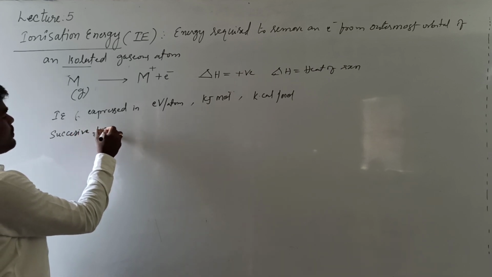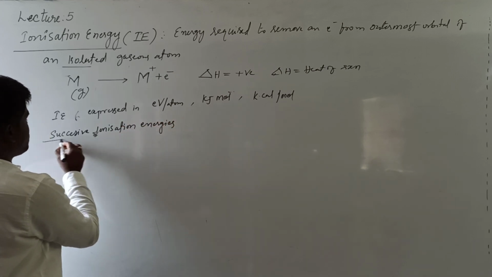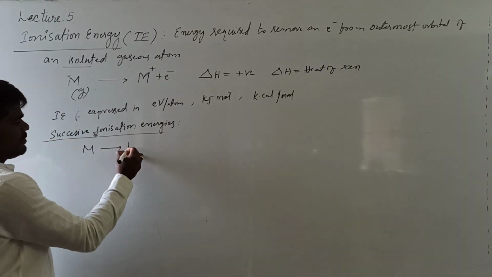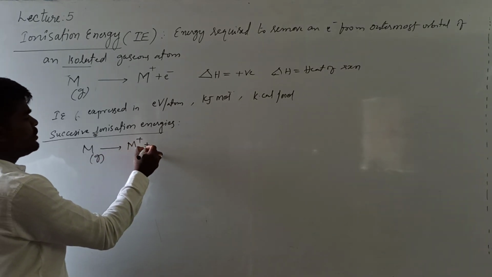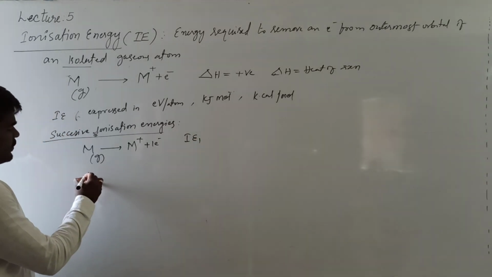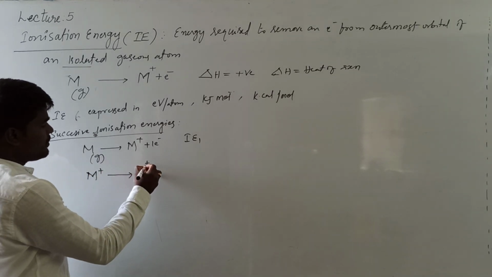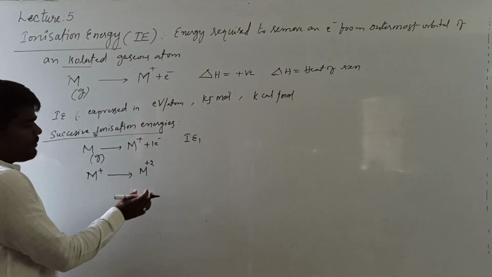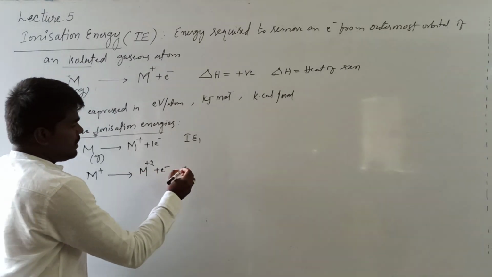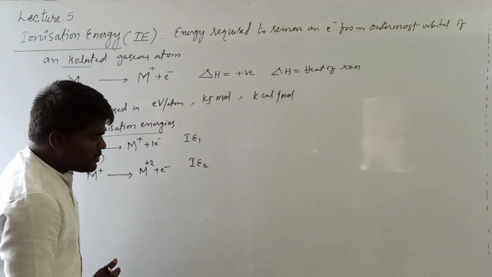Successive ionization energies. Let us see what is meant by successive ionization energy. Suppose you are removing one electron from an isolated gaseous atom, it will form a unipositive ion. This is called ionization energy 1. If you are removing one more electron from this unipositively charged ion, it will form a divalent positive ion with the liberation of an electron. The amount of energy utilized in this process will be called ionization energy 2.